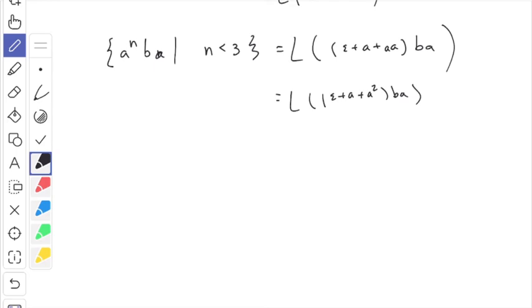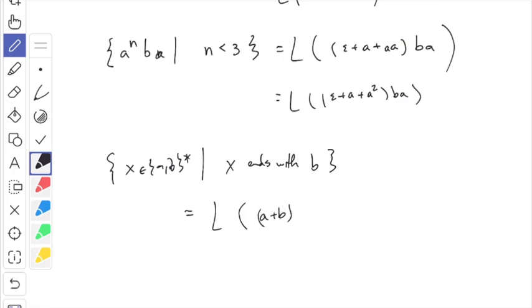How about any x in {A, B} star such that x ends with B? So these, you have to train your mind to think about these things and write them as regular expressions. You want to try? Yeah, I like that. A plus B star. So this means any string involving A's and B's. And then he said put an extra B on the end. So that means anything followed by a B.